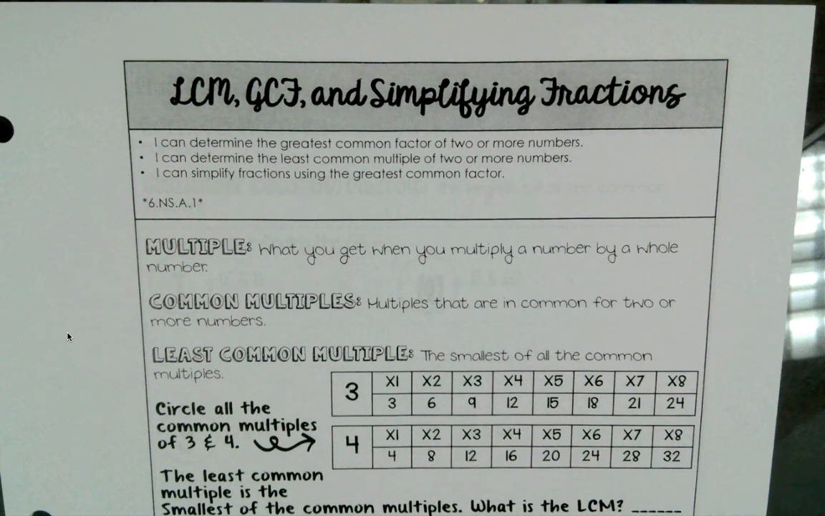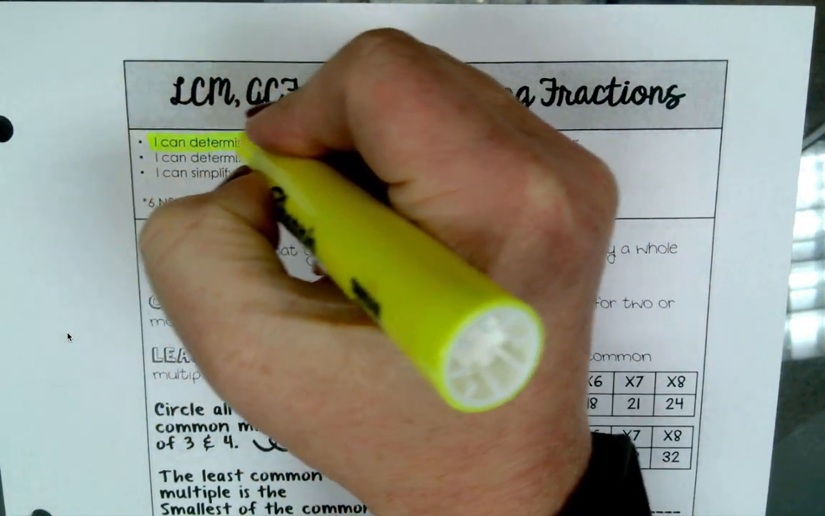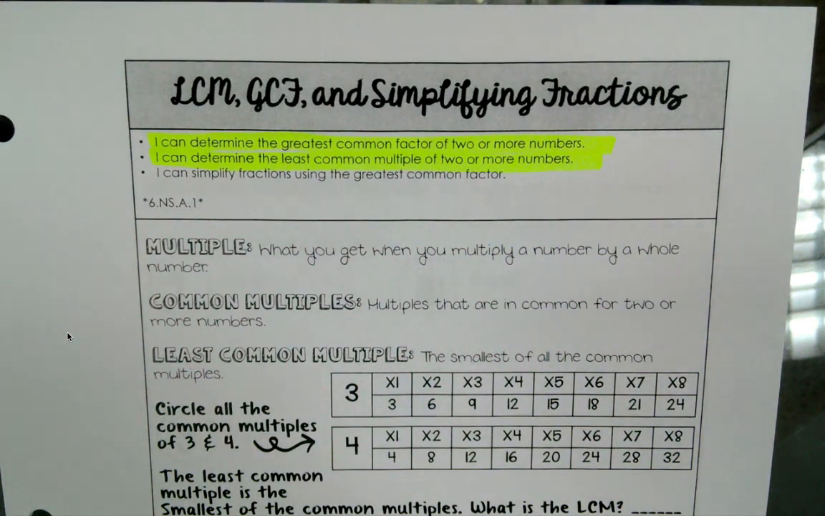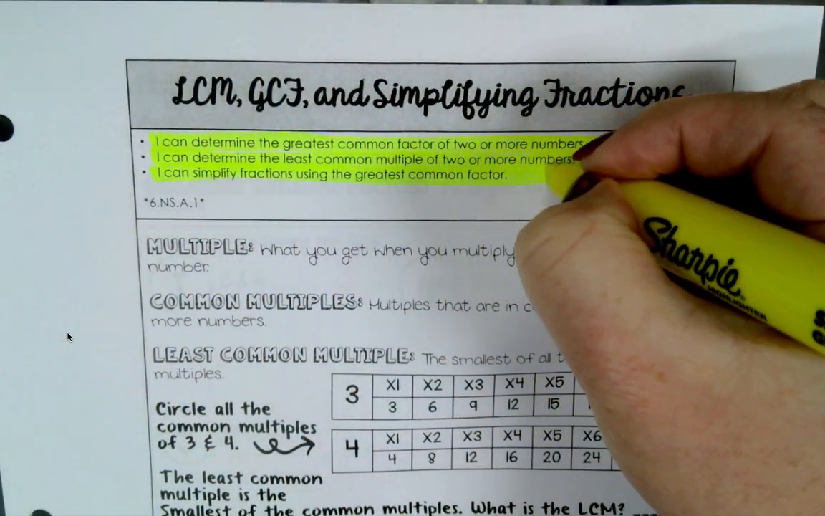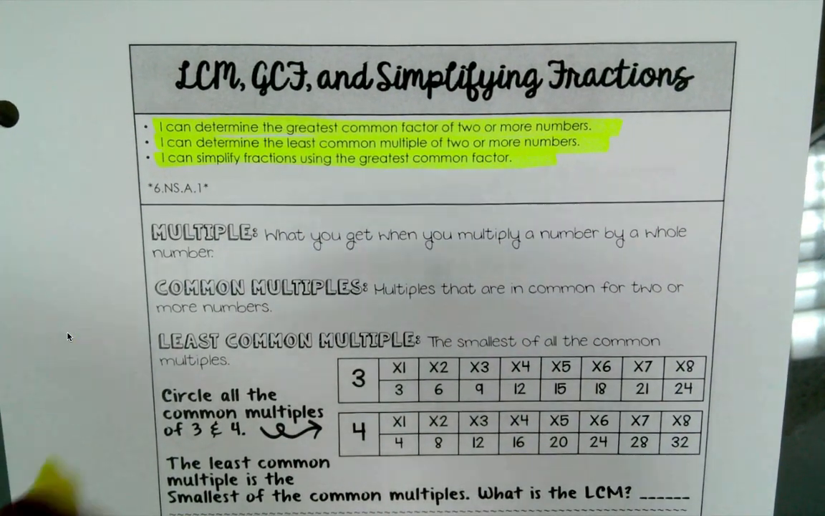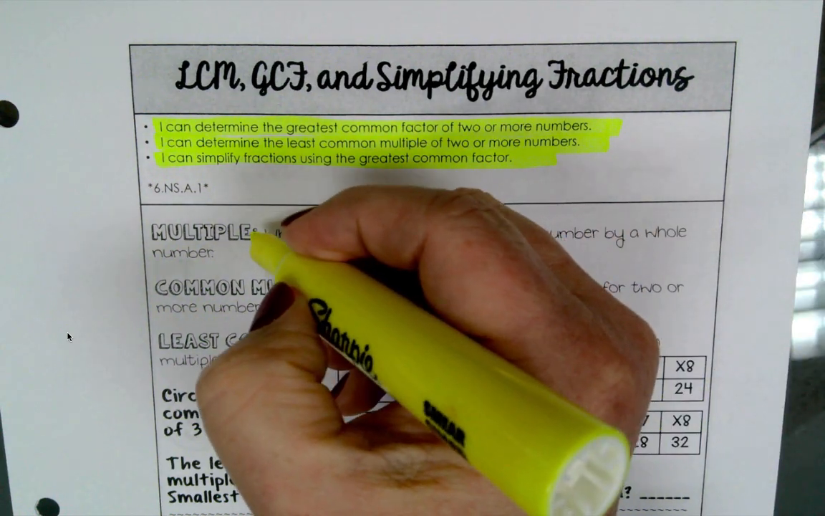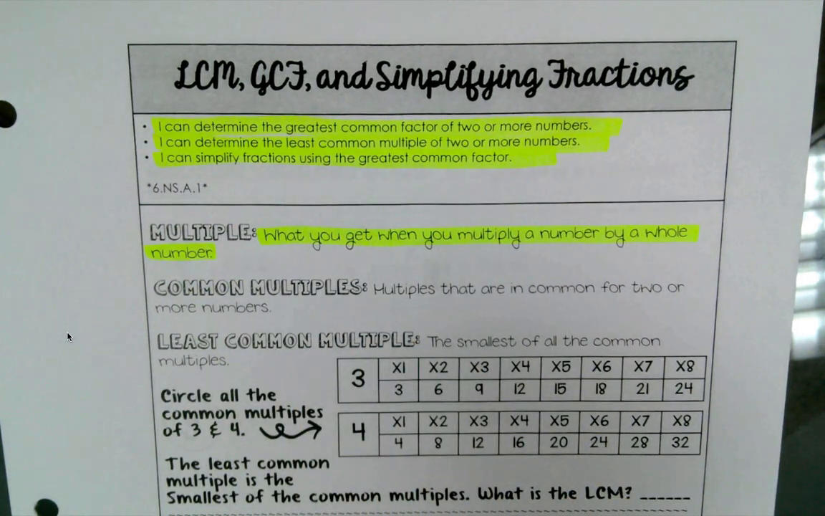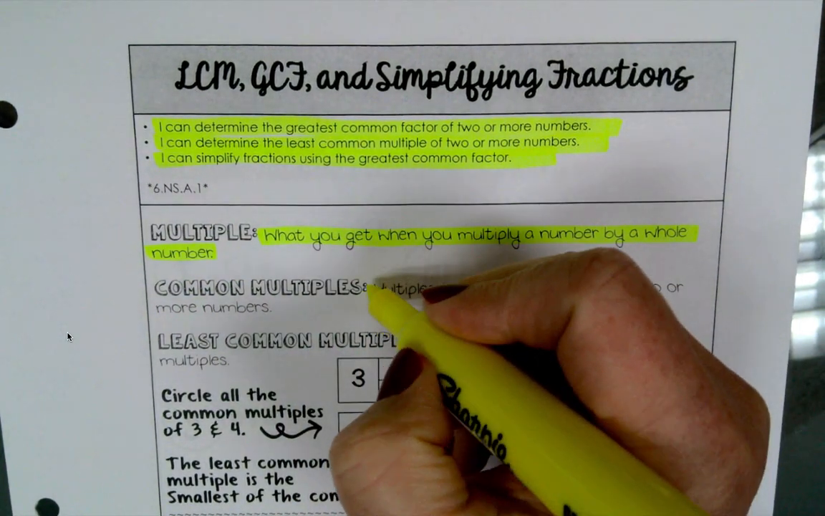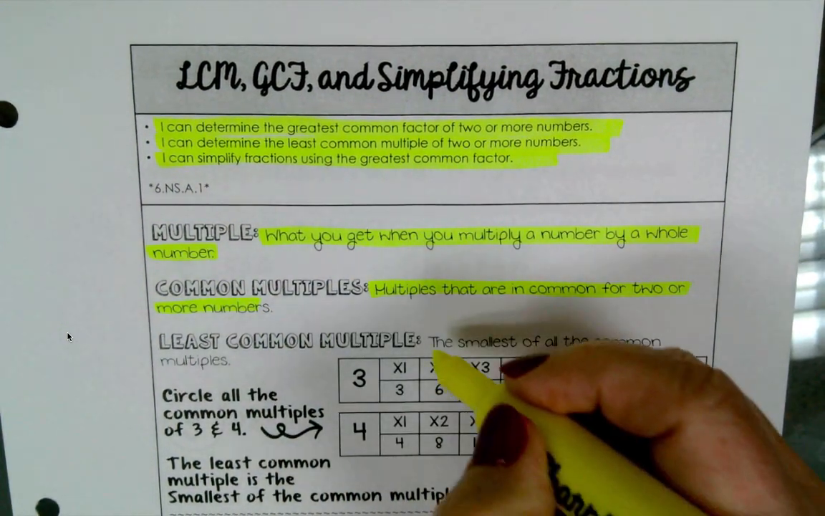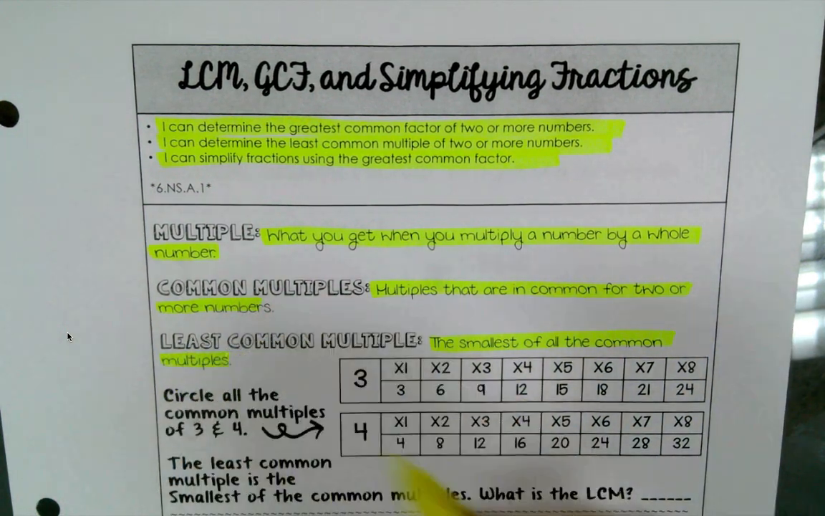So let's start with highlighting my statements: I can determine the greatest common factor of two or more numbers. I can determine the least common multiple of two or more numbers, and then I can simplify fractions using the greatest common factor. So some vocabulary to know: multiples are what you get when you multiply a number by a whole number. Okay, common multiples are multiples that are common for two or more numbers. Okay, and then least common multiple is the smallest of all the common multiples.